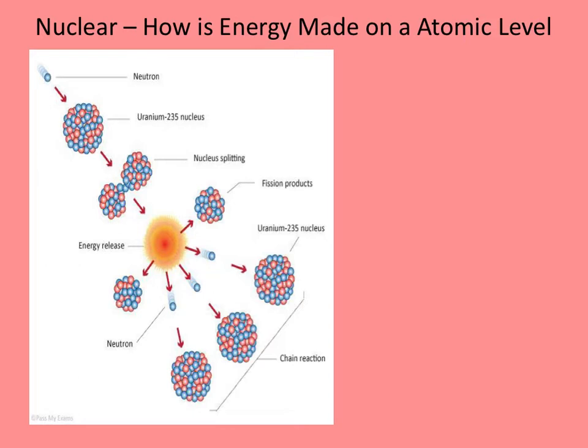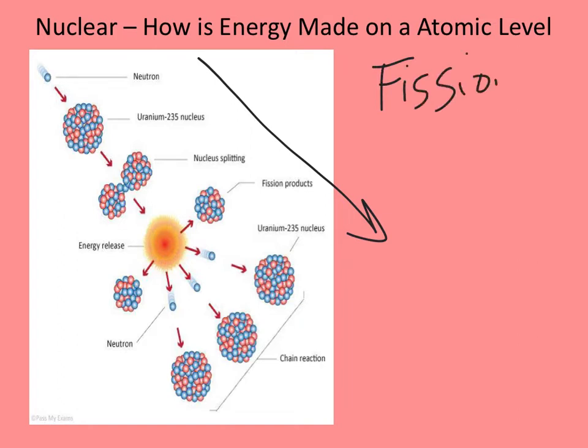So first, let's talk about how the energy actually gets extracted in a nuclear energy situation. It's coming from atoms, but the question is, how? Here's this handy dandy diagram, and what you're seeing here is nuclear fission. Fission means you're splitting atoms, unlike fusion, where you're combining them.